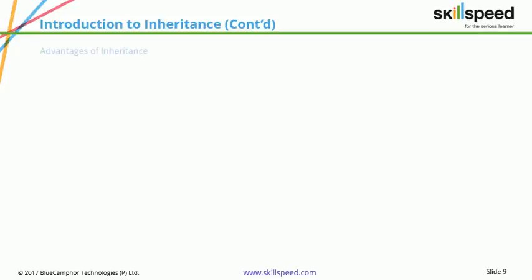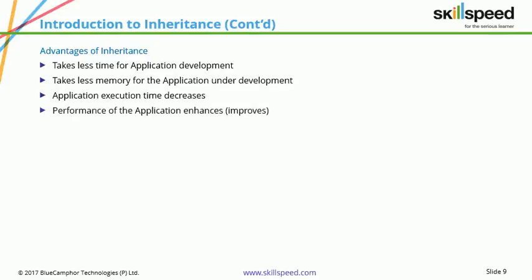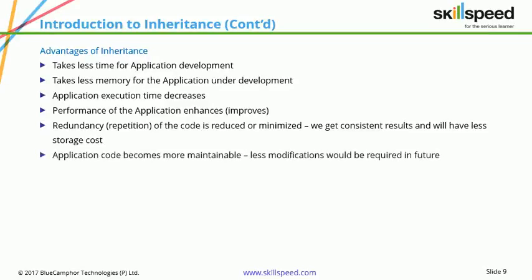Let us look at the advantages of the inheritance concept. It takes less time for application development if you are using inheritance. Inheritance takes less memory for the application under development. Application execution time will also decrease. Performance of the application will also improve. The redundancy or repetition of code is reduced or minimized so that we get consistent results and we will have less storage cost. Application code becomes more maintainable. Fewer modifications will be required in the future.